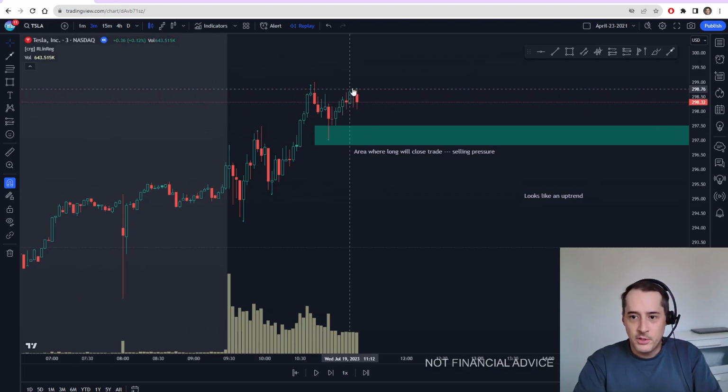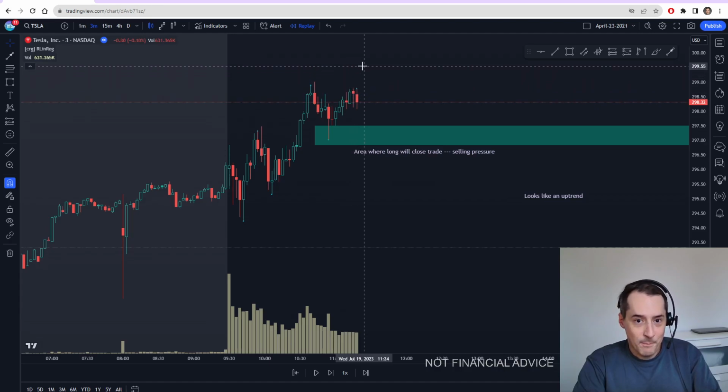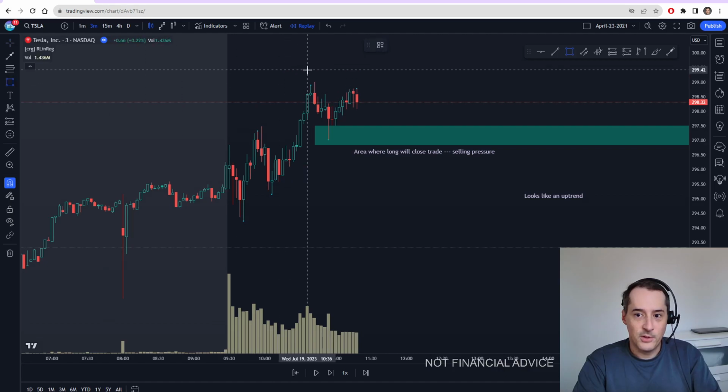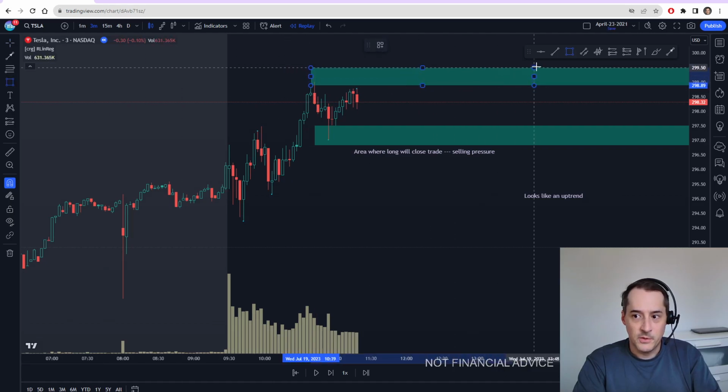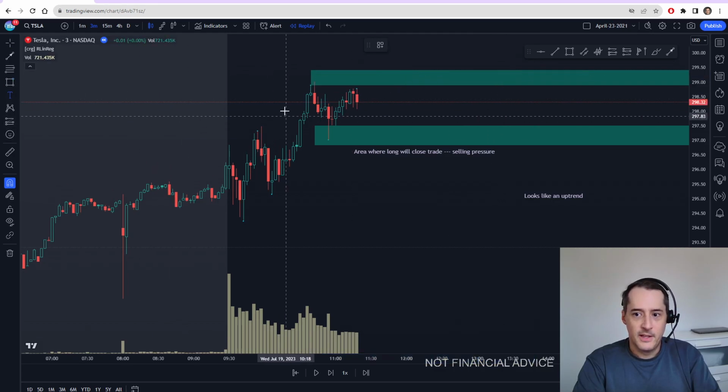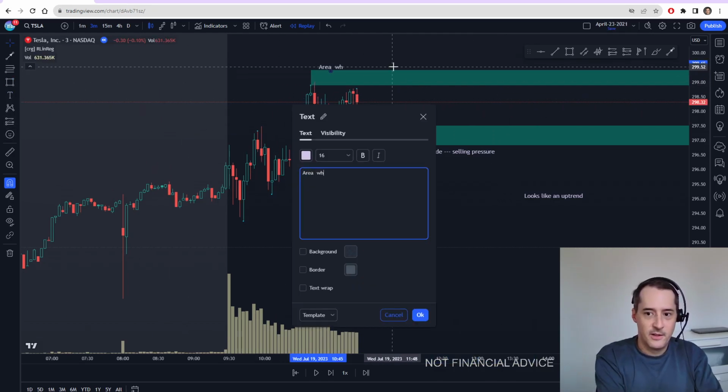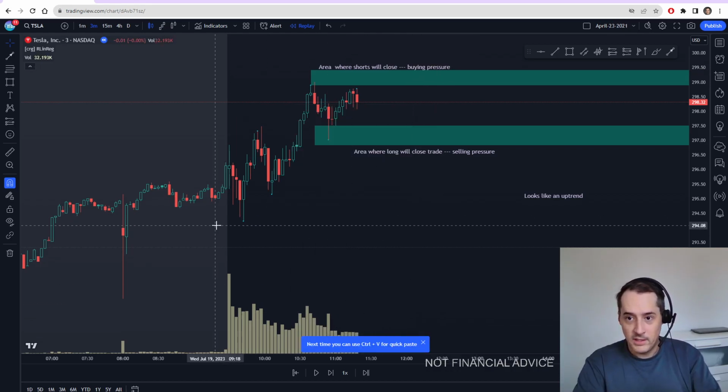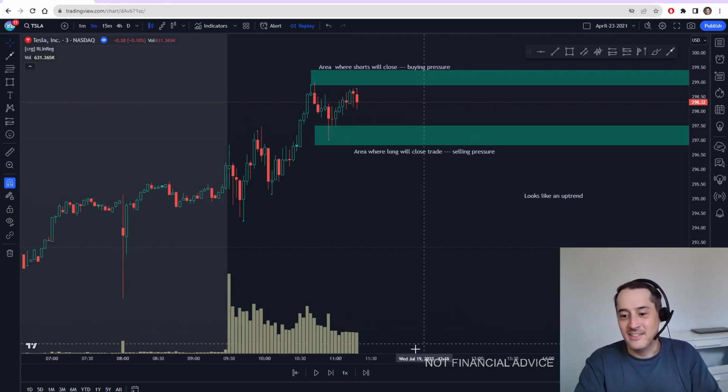Now if I'm going short, maybe I'm shorting right here. The danger zone for me if I go short is if the price were to go up. So I'm going to make sure I have a buy order somewhere up above those highs of the morning. So I might put that there. And this is the area where shorts will close, which will be a buying pressure. Okay, so with that in mind, I have no idea where we're going. Let's play it out and see what happened next.